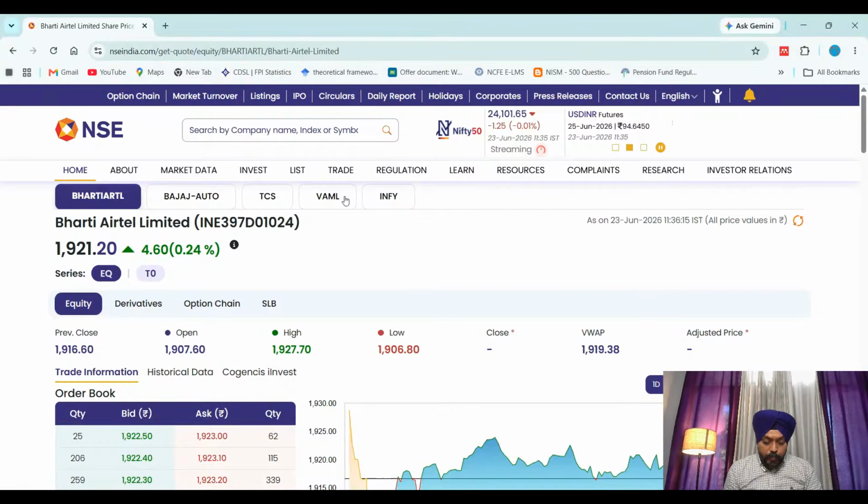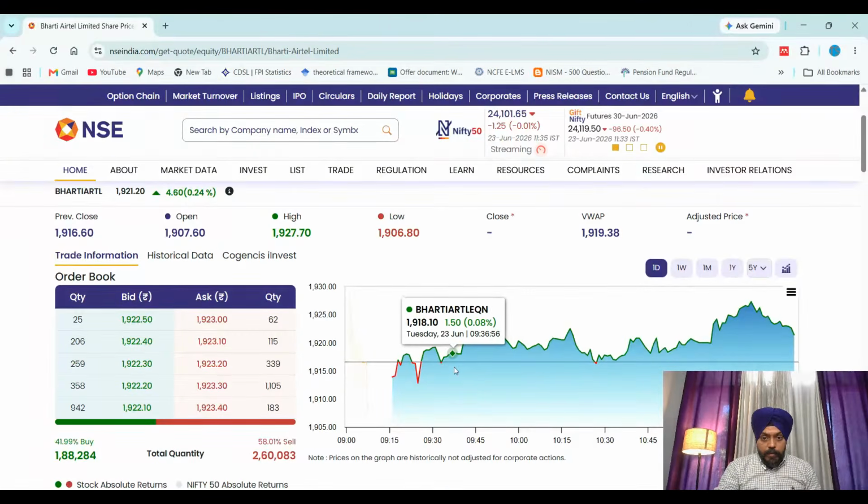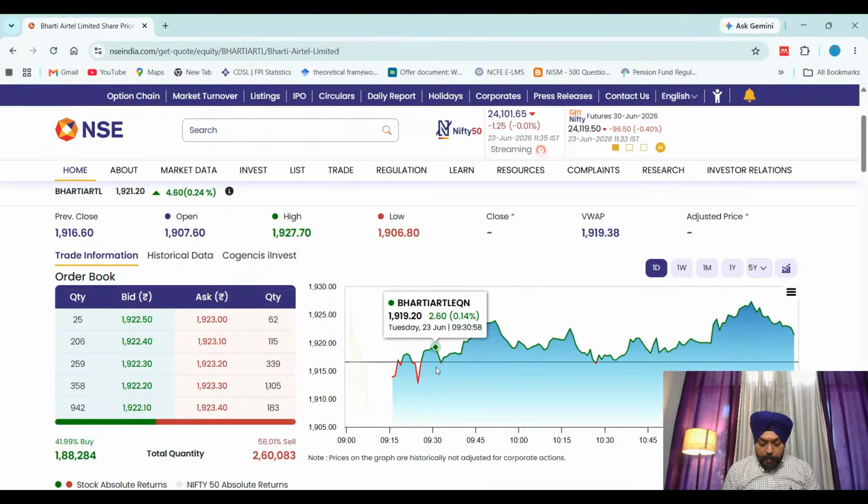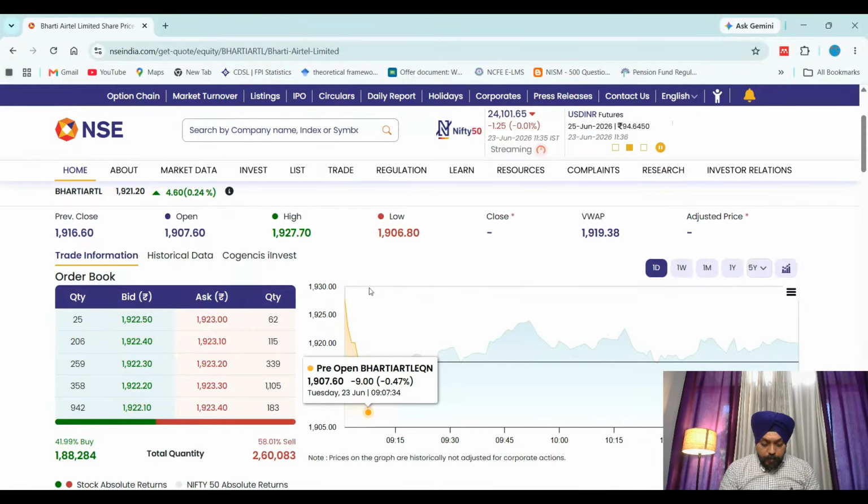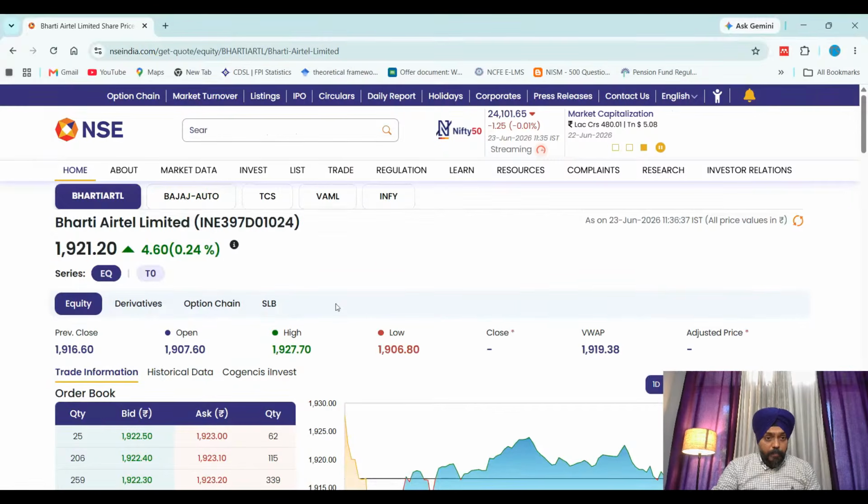So let's write these values for Bharti Airtel now. Bharti Airtel 9:30 AM price was, you can see, 1919. So I will enter all these values, and the LTP right now, the 9:30 price is 1919 and the latest value is 1921. This is the LTP.